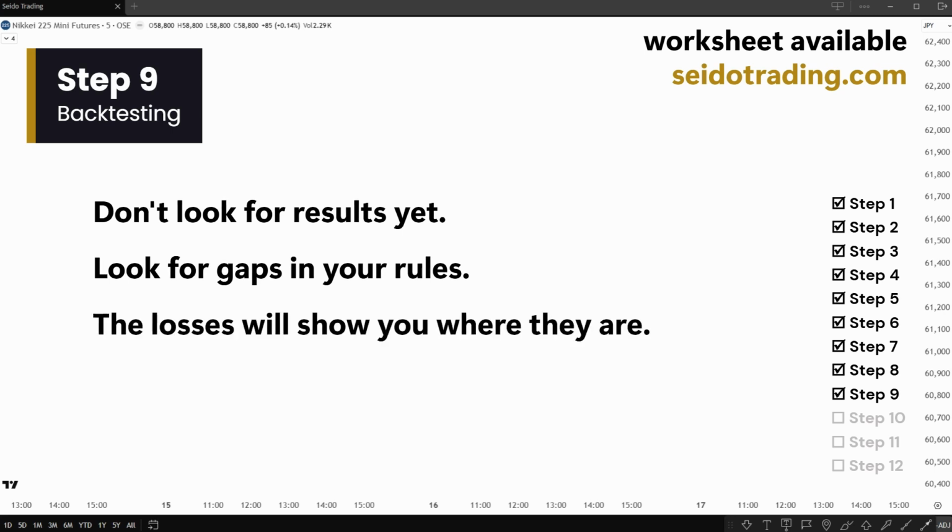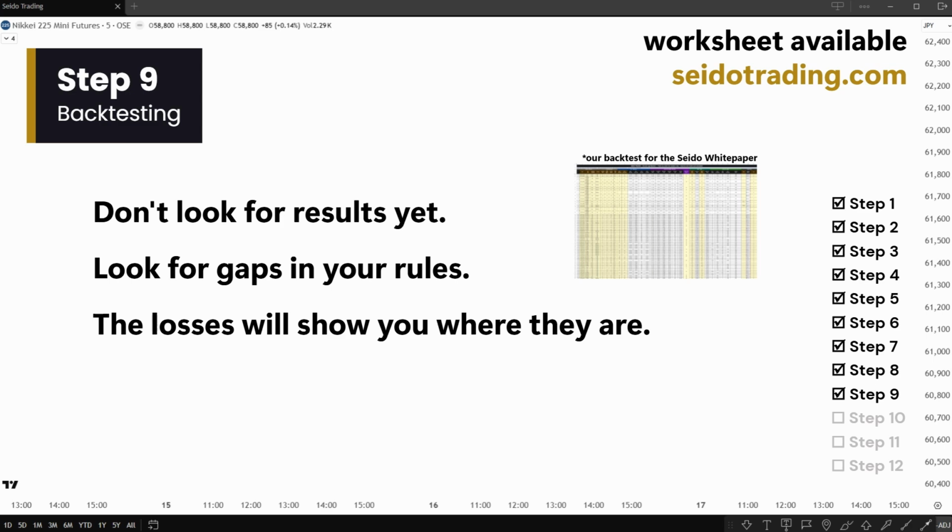Then, when you have all the steps 1 through 8 clearly defined, log a minimum of 30 to 50 trades before drawing any conclusions. Record every trade in full: entry, stop, target, exit, and any notes that you may have noticed along the way. Pay particular attention to your losses. They will tell you more about the quality of your rules than your winners will.